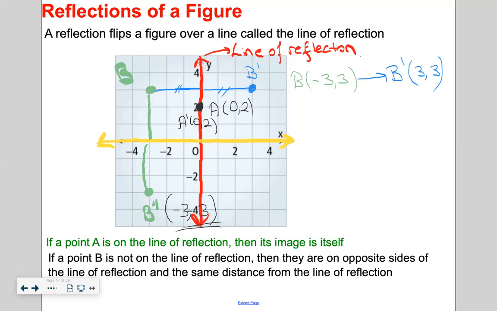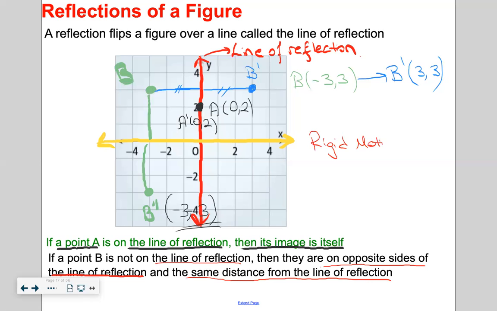If a point A is on the line of reflection, then its image is itself. If a point B is not on the line of reflection, then they are on opposite sides of the line of reflection and the same distance from the line of reflection. Reflection is also a rigid motion, and we know that rigid motion preserves length and angles. Next.